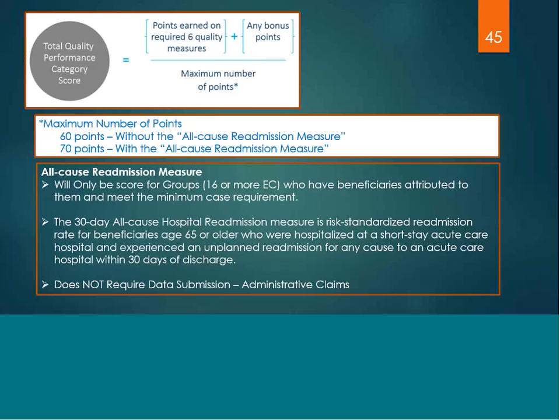Groups of 17 or more clinicians will only be scored on this measure if they have beneficiaries attributed to them and they have met the minimum case requirement for this measure, which is 200 cases. This measure is defined as risk standardized readmission rate for beneficiaries ages 65 or older who were hospitalized at a short-stay acute care hospital and experienced an unplanned readmission for any cause to an acute care hospital within 30 days of discharge. Note that CMS will collect this data through claims.